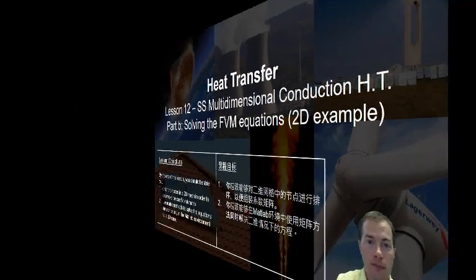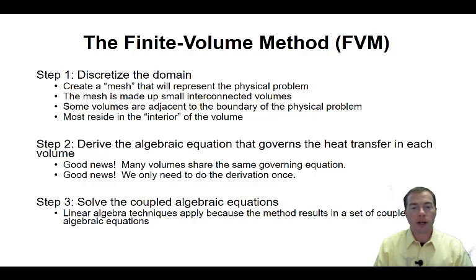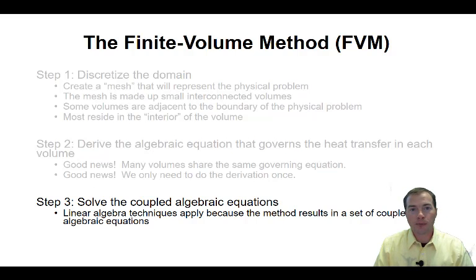On with the lesson. As a reminder, the finite volume method consists of 3 steps. The first step is to create a numerical mesh. This involves defining the nodes, the faces of the volumes. The next step is to identify or derive the governing equations for each node or volume in the numerical mesh. Finally, we solve those equations simultaneously. Solving the equations has been the focus of the 12th lesson.